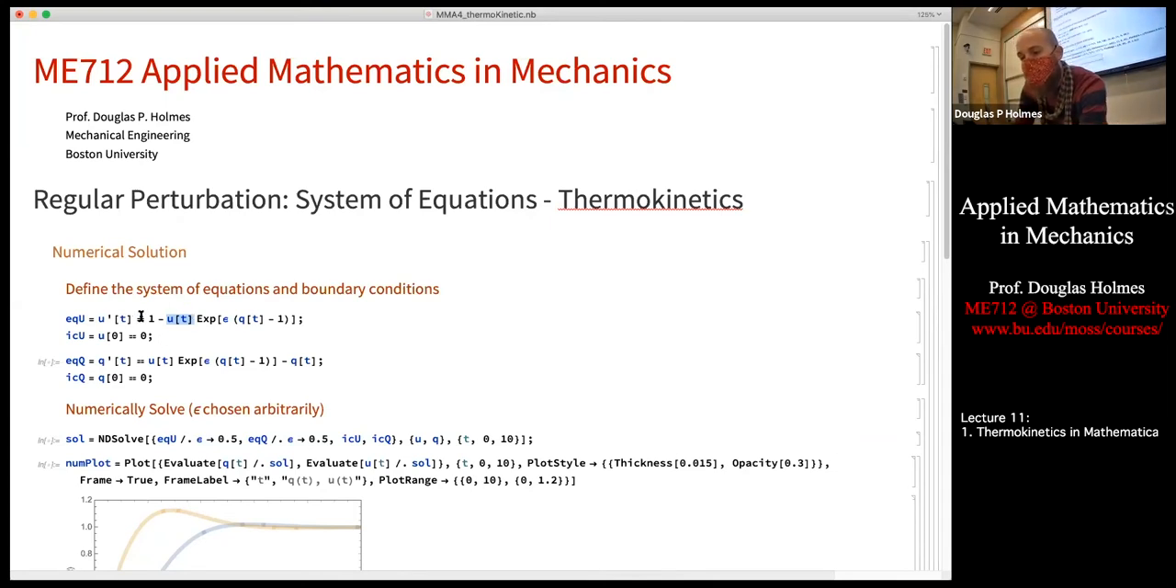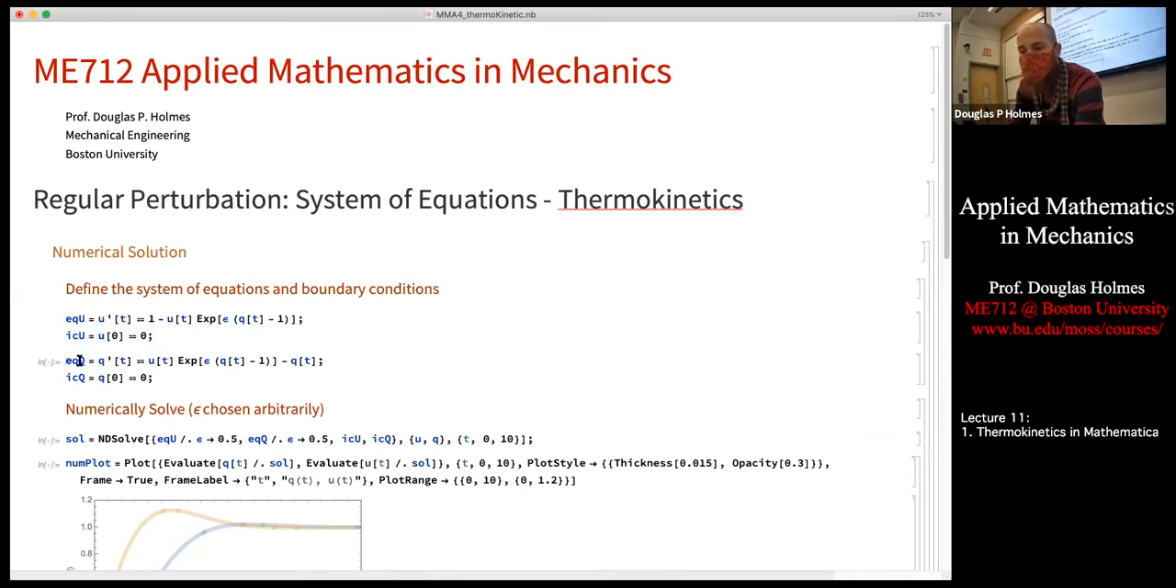So this is the equation. It was 1 minus U of t times the exponential of epsilon times parentheses Q of t minus 1. U is our concentration. T is our dimensionless temperature. Everything here is dimensionless. Epsilon is our small parameter. It has the initial condition for U that U at time 0 is equal to 0.